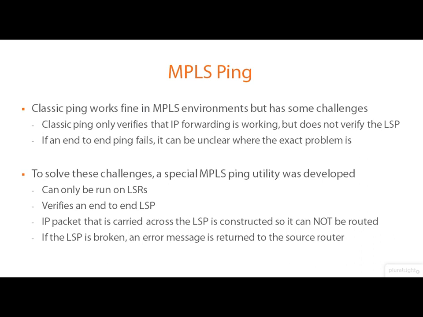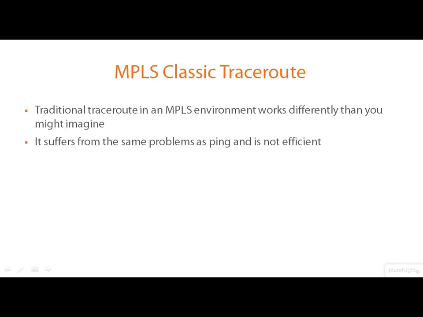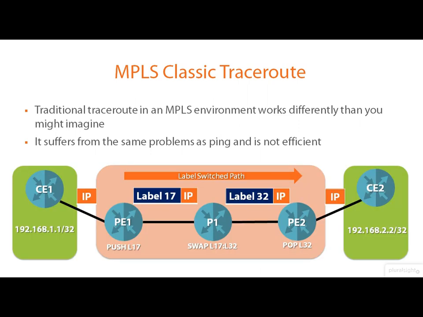So now let's take a look at traceroute. Traditional traceroute in an MPLS environment does work differently than you probably imagine, and it suffers from many of the same problems as classic ping, and it's not as efficient. So let's take a look at how classic traceroute works in an MPLS environment, and then you can understand why they came out with MPLS traceroute. Okay, so in this case, let's say that CE1 is trying to trace to CE2 at 192.168.2.2.